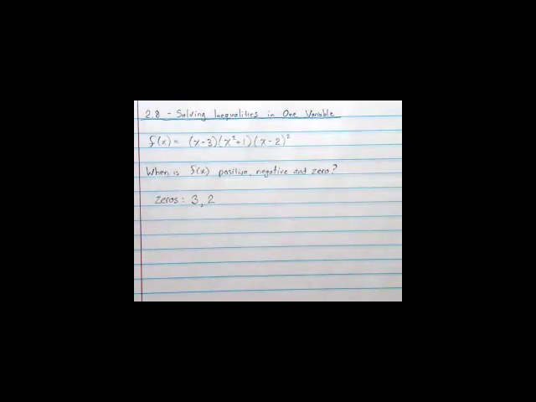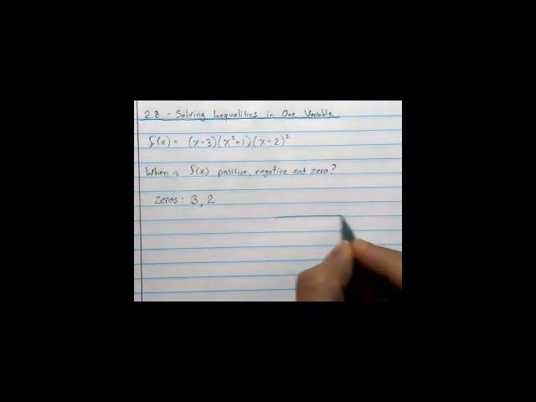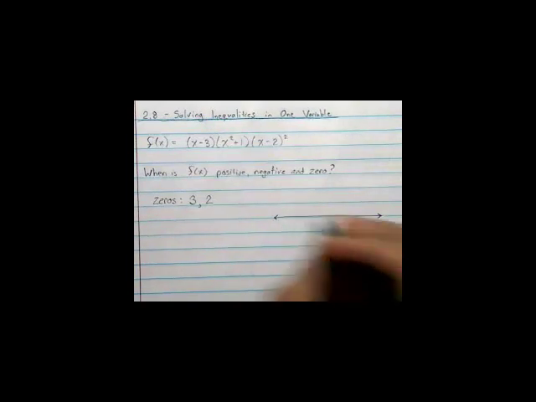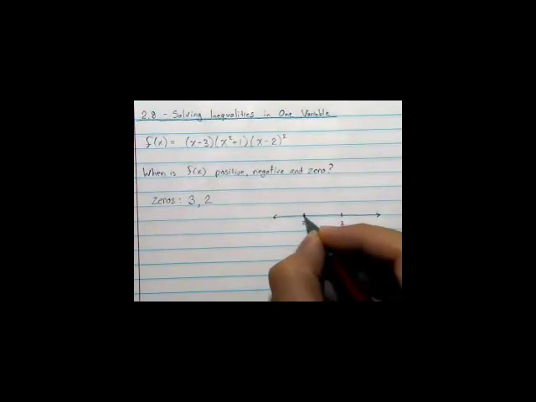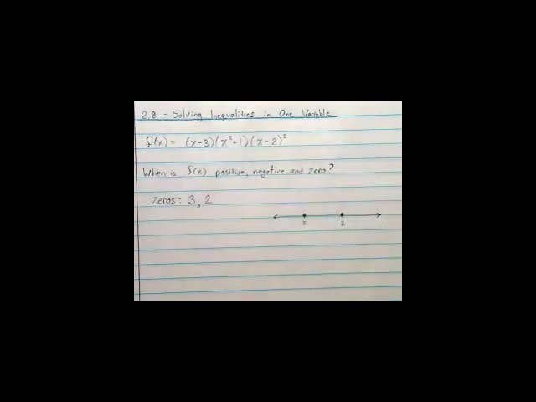So if the zeros happen at 3 and 2, that means those are the only places where this function could potentially switch from being positive to negative or vice versa. Does that make sense? Because it would have to go through the x-axis or back up in some way. So these are potential turnaround spots where it may go from positive to negative or negative to positive. Let's do a little visual here. You make a number line and make sure these zeros are accounted for. So 2 and 3.